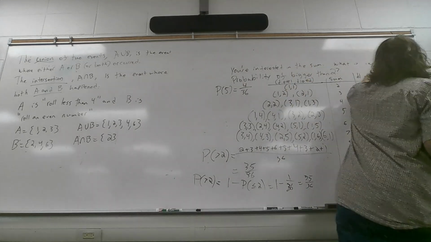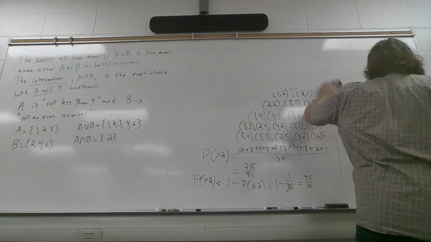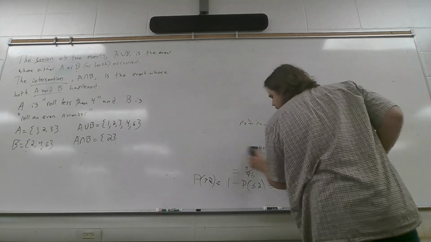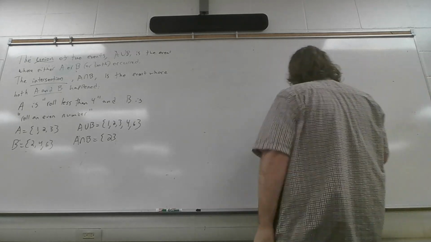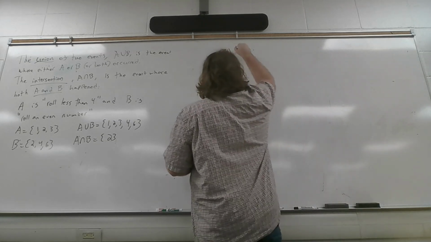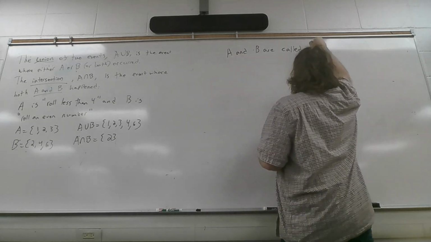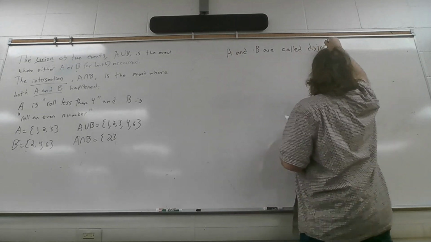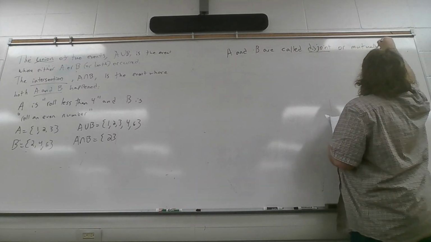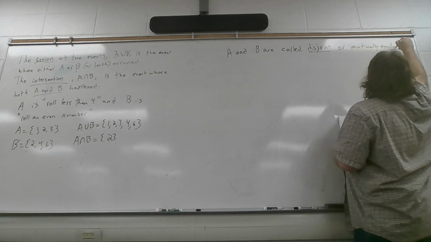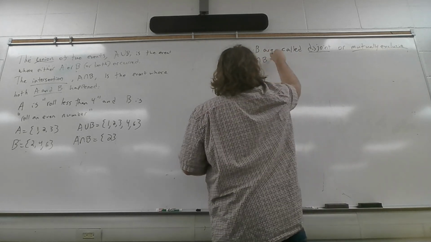Okay, but these operations end up actually leading to some more useful definitions in probability. One of them, A and B, are called disjoint, to steal the set theory word, or to use the probability word, mutually exclusive, if their intersection is empty.